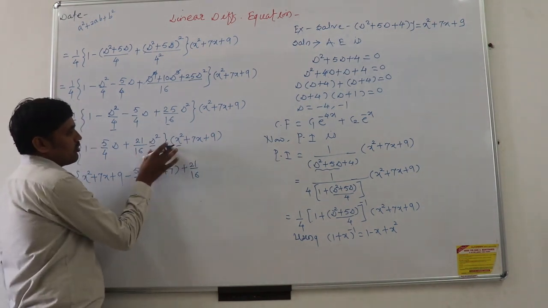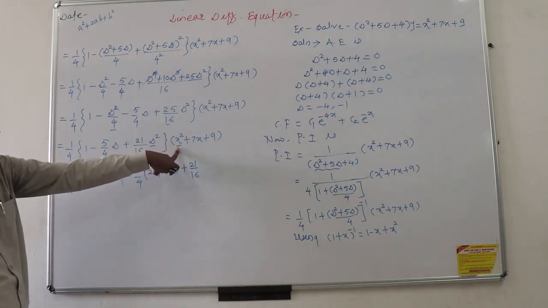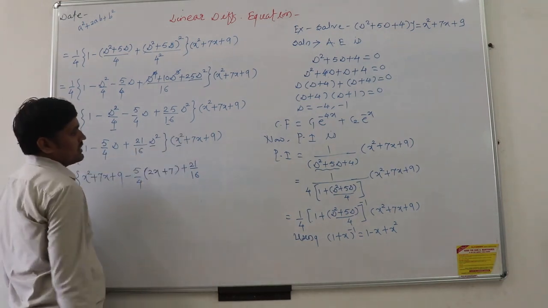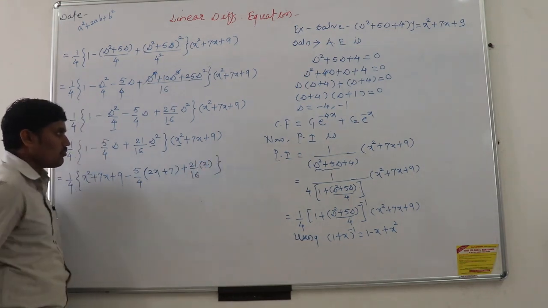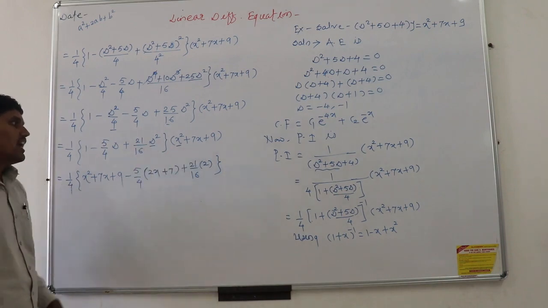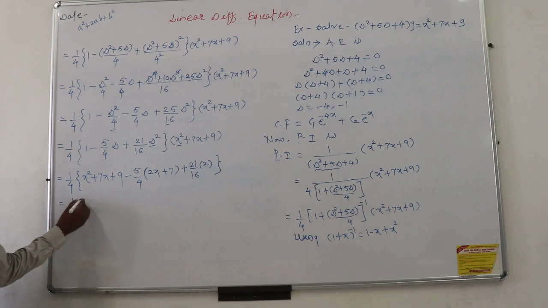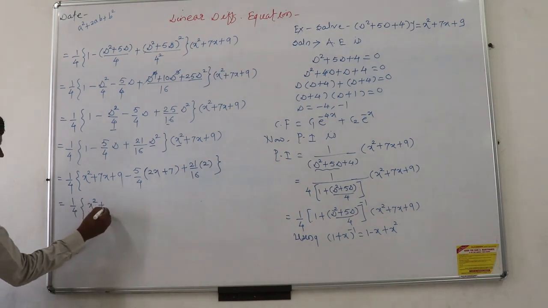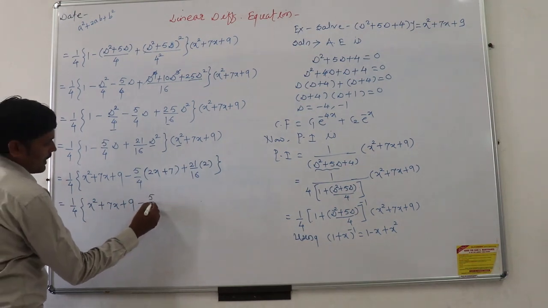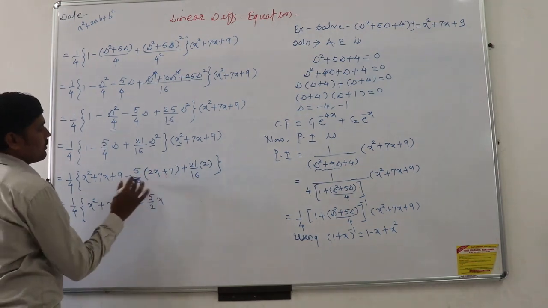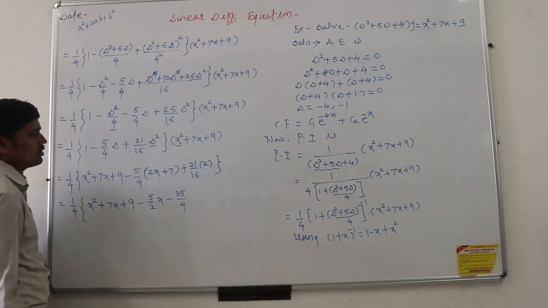So multiplication of d square into x square means differentiate x square twice. The first derivative of x square is 2x and the second derivative of x square is 2. So this is the multiplication of this bracket with this bracket, and these two terms are 0. Simplify: 1 by 4 x square plus 7x plus 9 minus 5 by 2x plus minus minus 35 by 4 and plus 21 by 8.